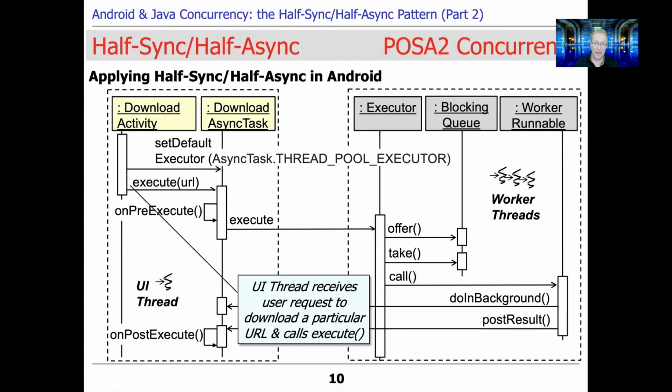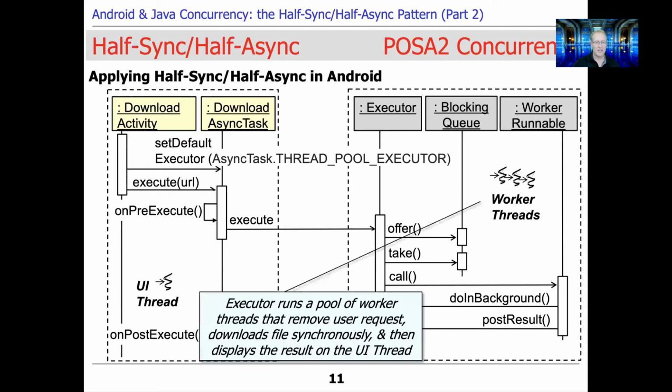So from the download activity, which is, of course, the user-facing portion of this app that prompts the user and gets the input from the user, it goes ahead and it executes that async task. And when you execute the async task, then several interesting things happen. So ultimately, what's going to happen is we're going to end up giving that work to a thread in the pool of threads, and that pool of threads in this case is implemented by the thread pool executor.